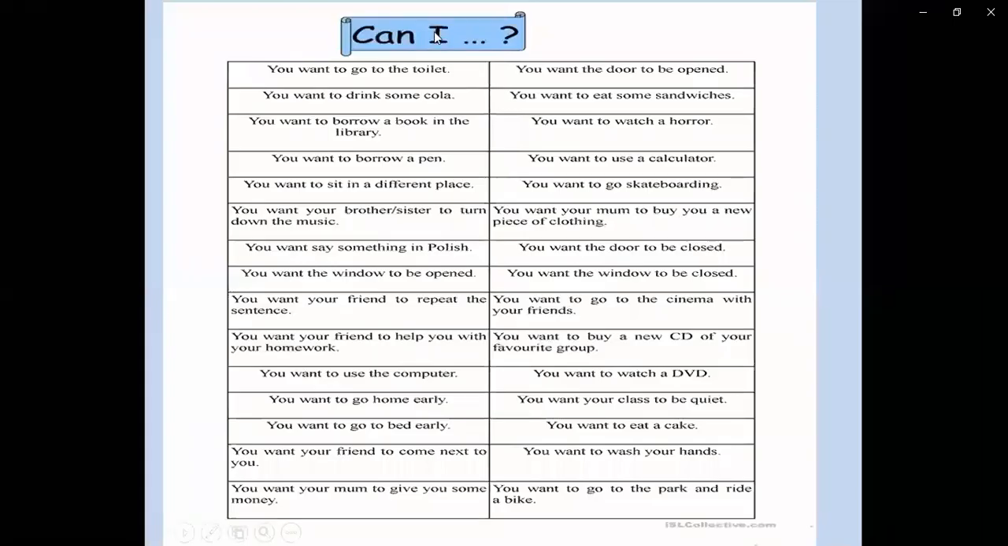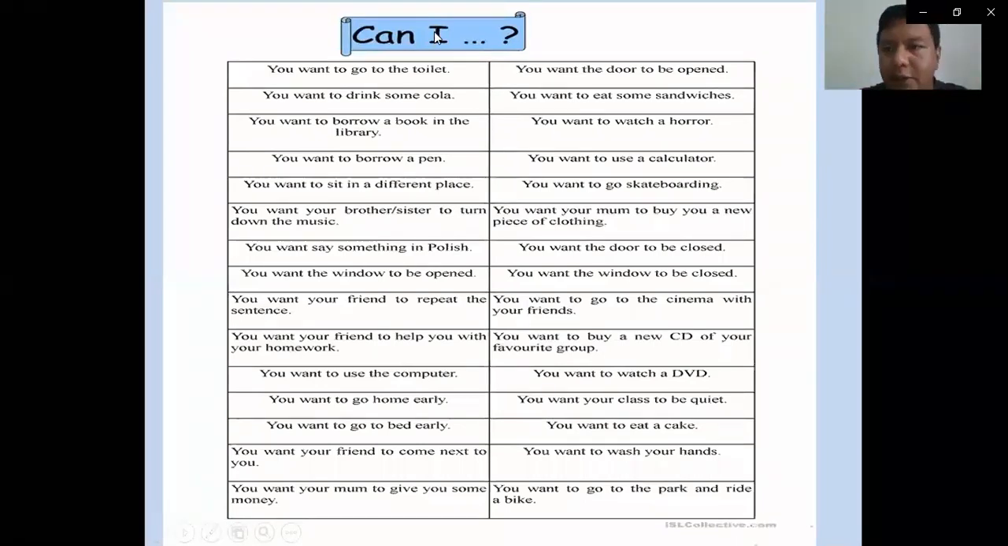Okay, you are going to make some questions using the prompt that you have here. You are going to formulate 10 questions. You are going to ask for permission in 10 questions. Here you have, as you can see in different columns, a lot of alternatives to formulate a question.